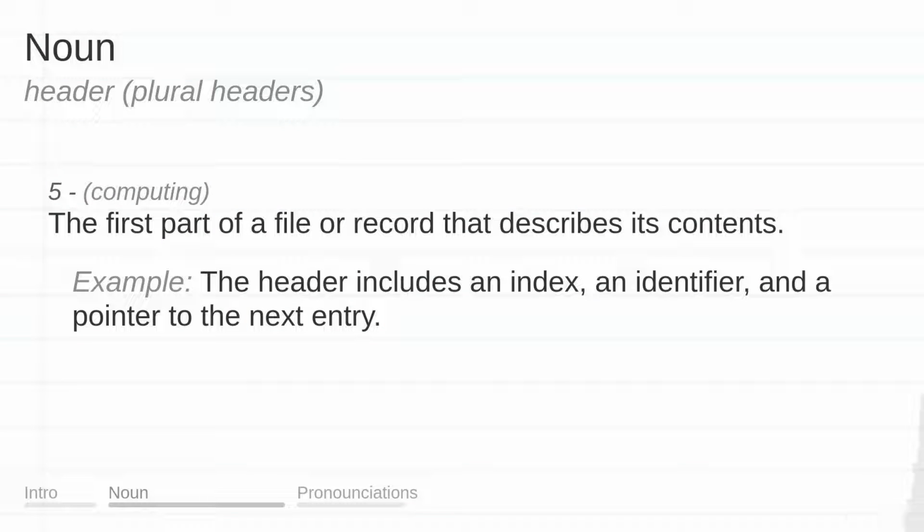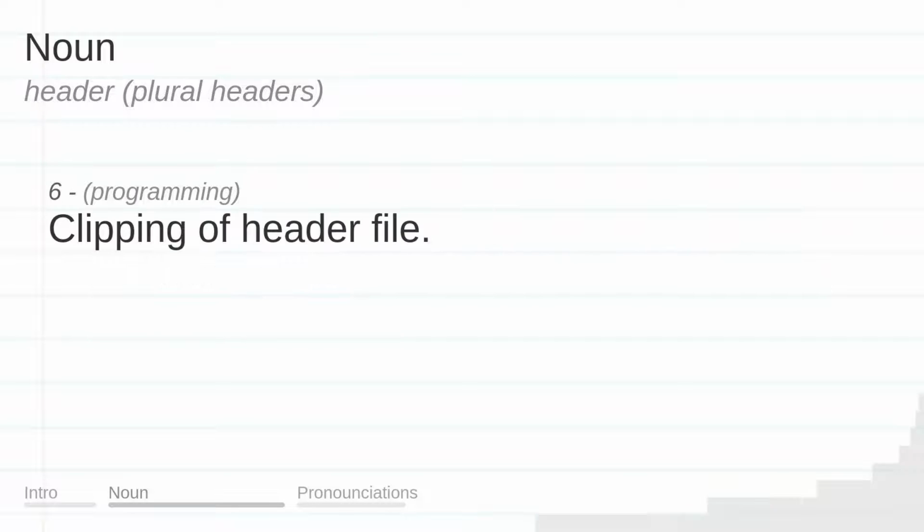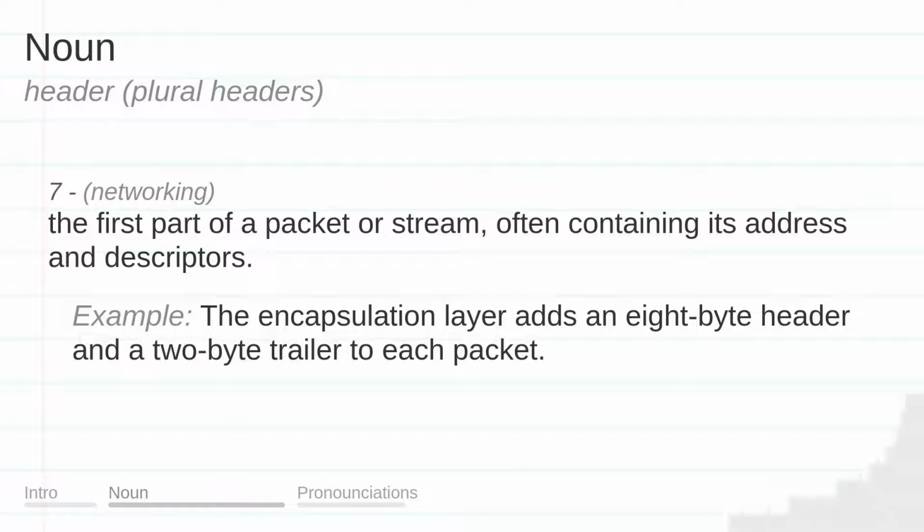The first part of a file or record that describes its contents. Example: The header includes an index, an identifier, and a pointer to the next entry. Clipping of header file. The first part of a packet or stream, often containing its address and descriptors. Example: The encapsulation layer adds an 8-byte header and a 2-byte trailer to each packet.